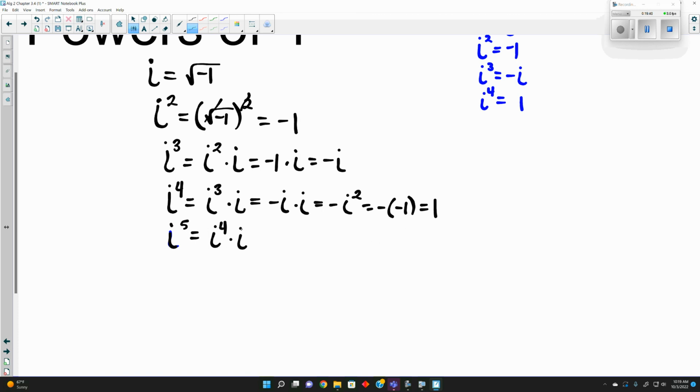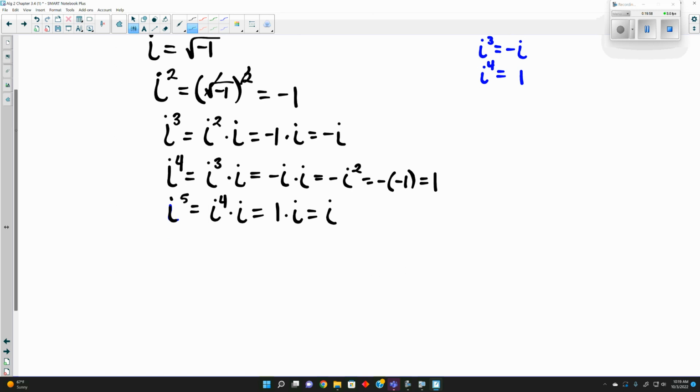Guys, what's i to the 4th? So i to the 4th is 1. So that's 1 times i, which is just i. Okay, it's just a pattern, pretty much, right?